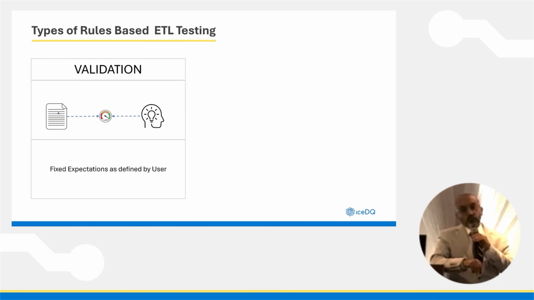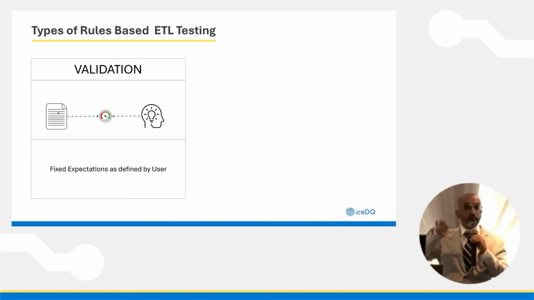The validation rule, right? So let's say I have data in a table, and let's say a gross amount and a net amount. What is net amount? We know. Net amount is gross amount minus commission, minus taxes, minus fees, right? So this is a rule I know.